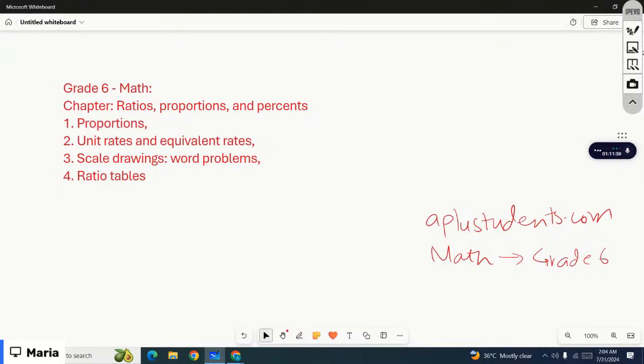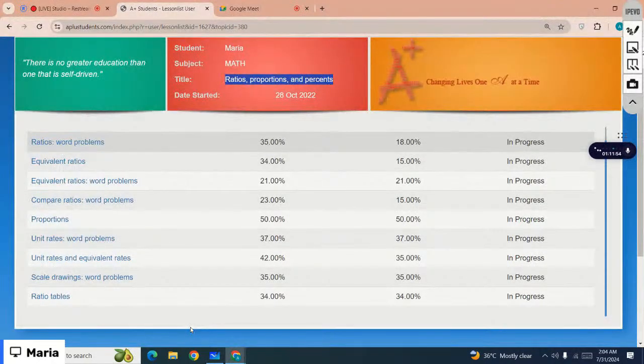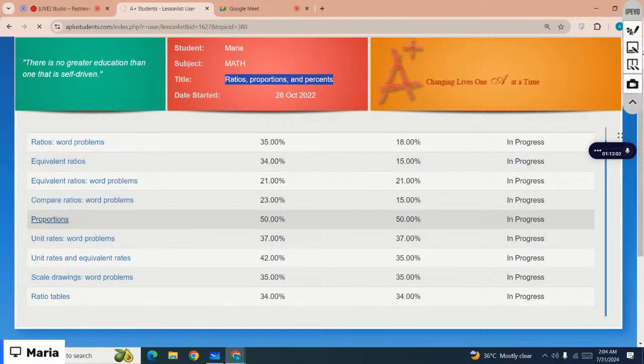The lessons we're going to cover today are proportions, unit rates and equivalent rates, scale drawings, word problems, and ratio tables. So please make sure you have your notebook and pencil so that you can note down the important examples and definitions as well. Let's just start with the lesson proportions.